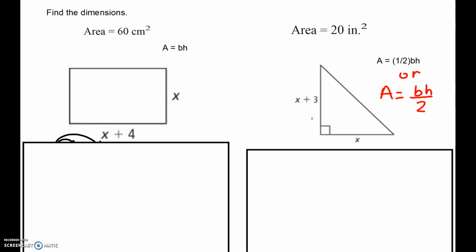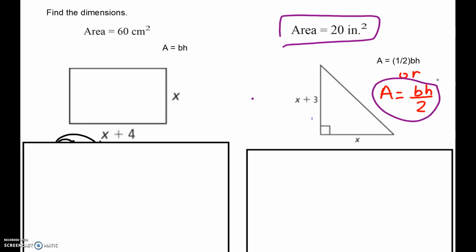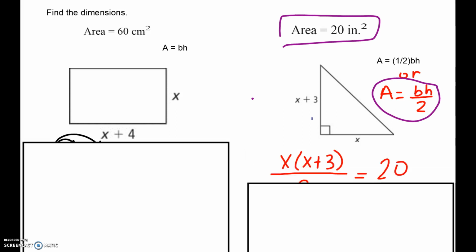So let's look at some area problems. We're going to look at the second one. In the second one, you have an area of a triangle, which would be base times height divided by 2. And you're given the area here. So what you're going to do is plug these things in, the base, the height, and the area into your formula, which is base times height divided by 2. And this is what I get if I plug it in.